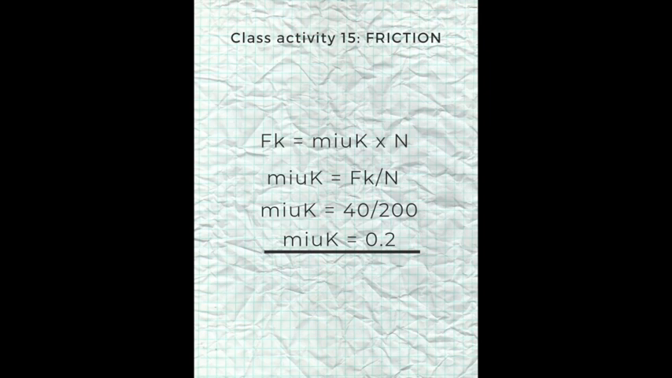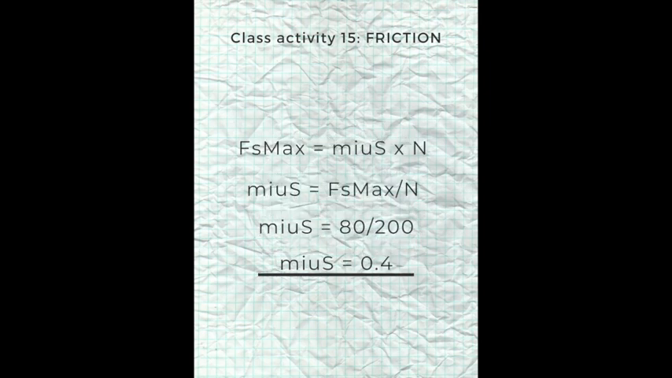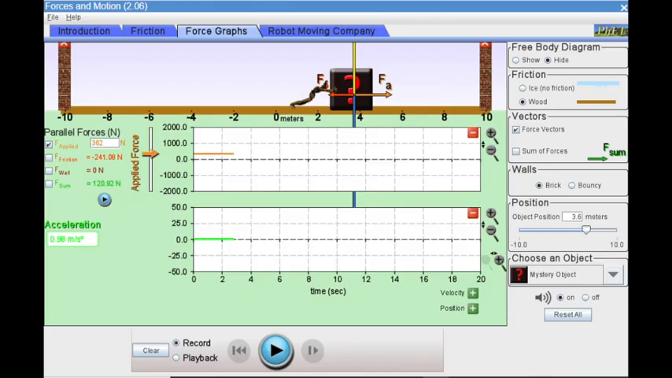And finally, to get mu s, we used the Fs max formula. This formula was Fs max equals mu s times normal force. By clearing mu s and substituting the values of Fs max and normal force, we got that mu s was equal to 0.4.